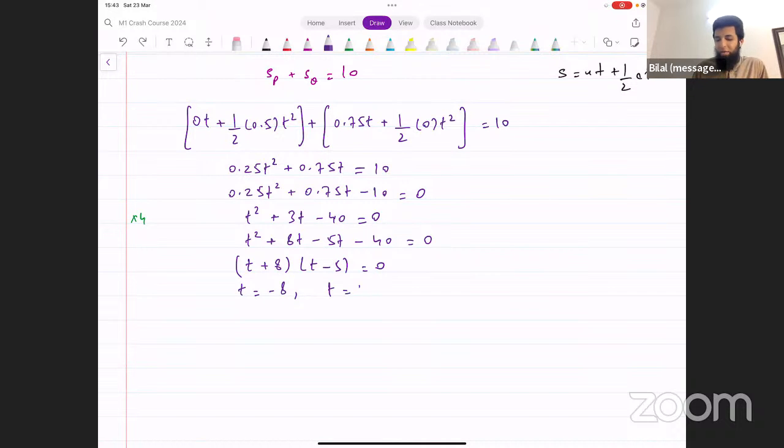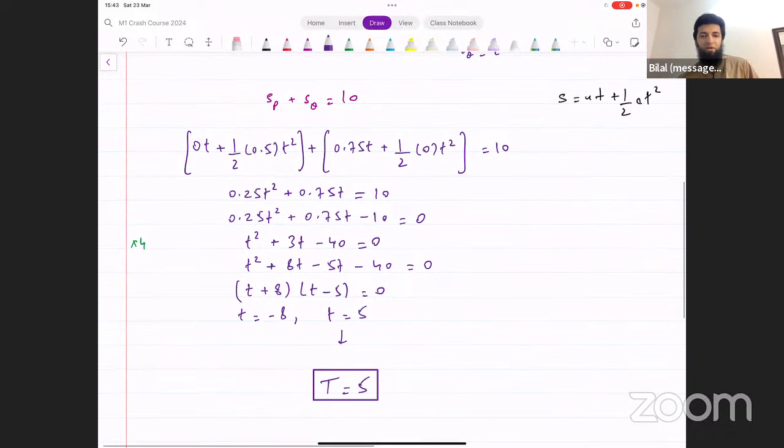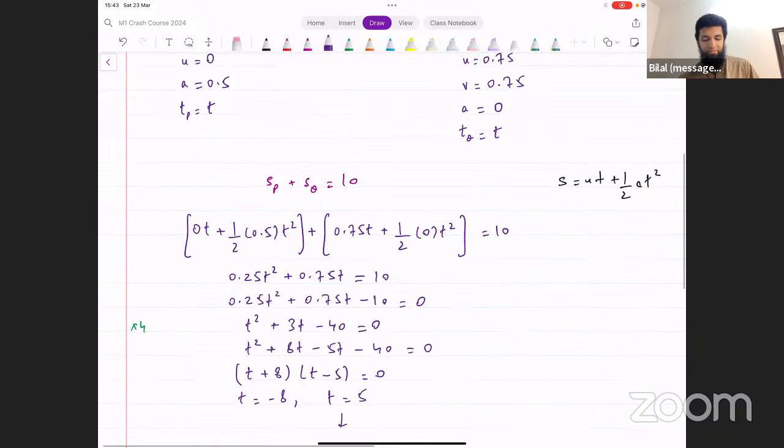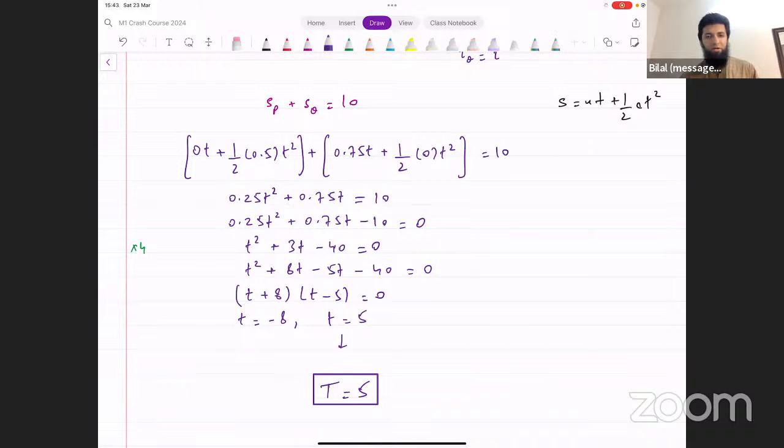Time cannot be negative. That means the value of capital T that you're looking for, that's 5. So the collision happens when time equals 5. That is what we were looking for. Make sense? That's the first part.